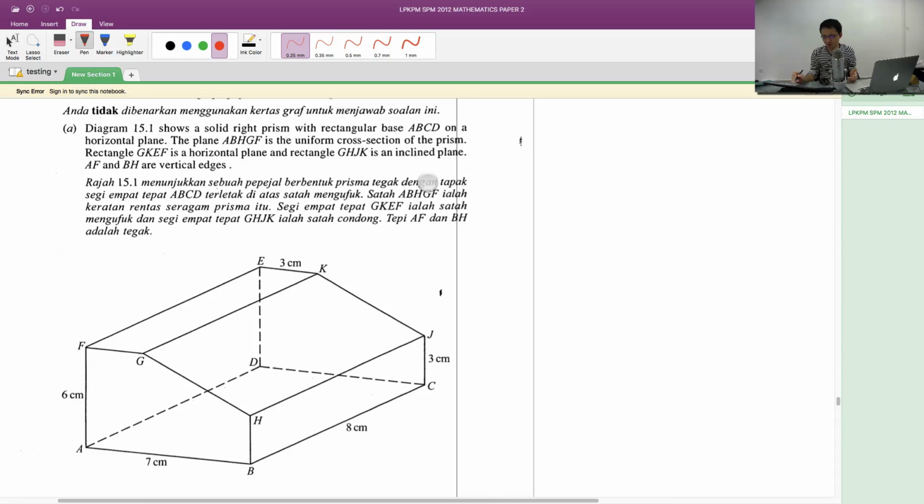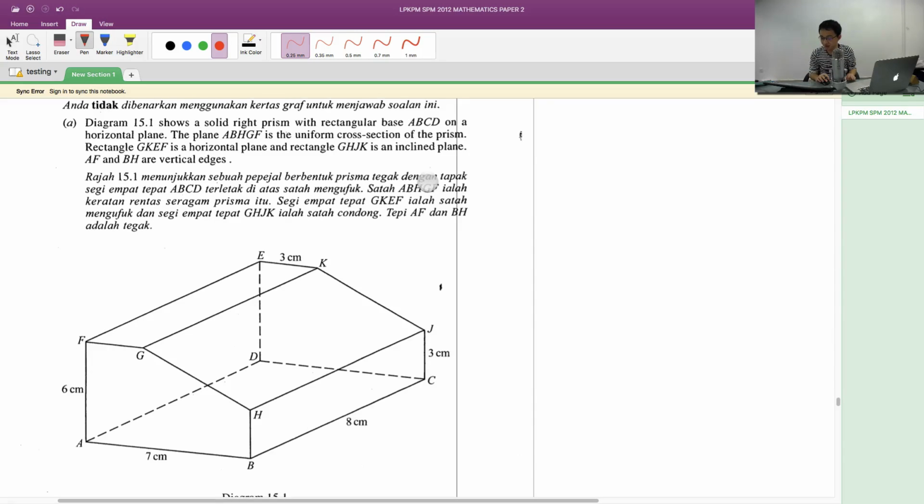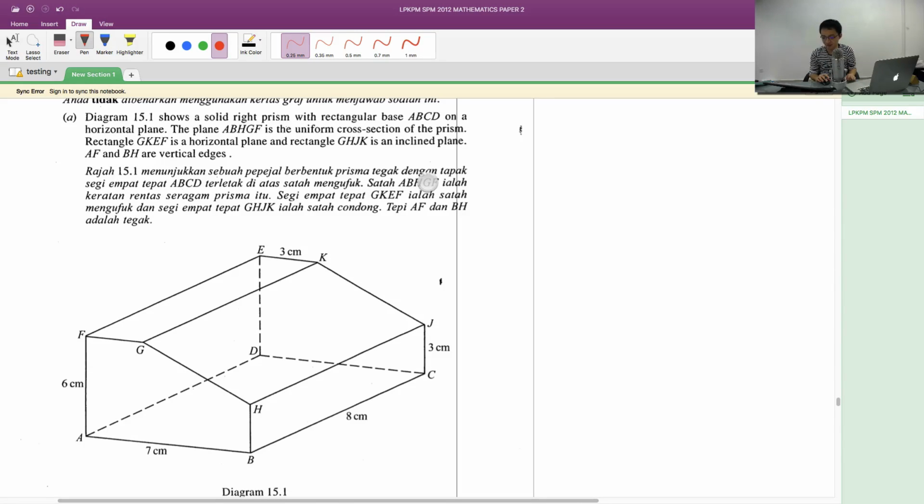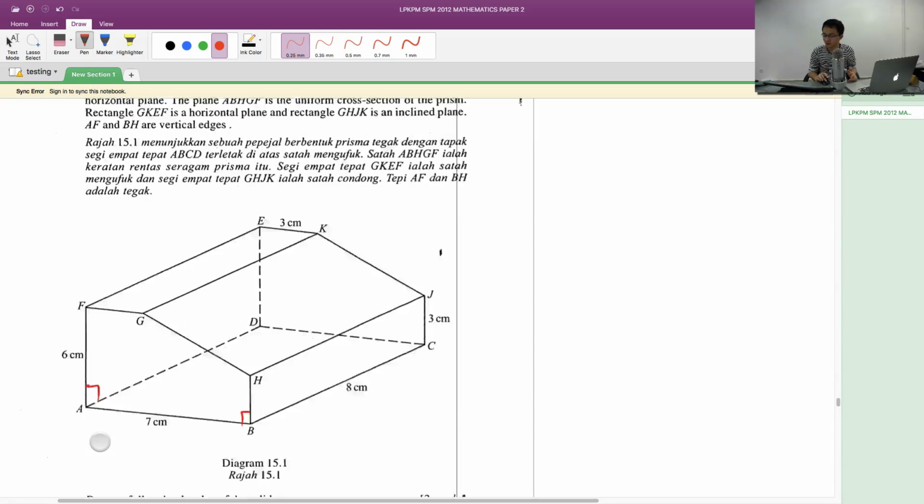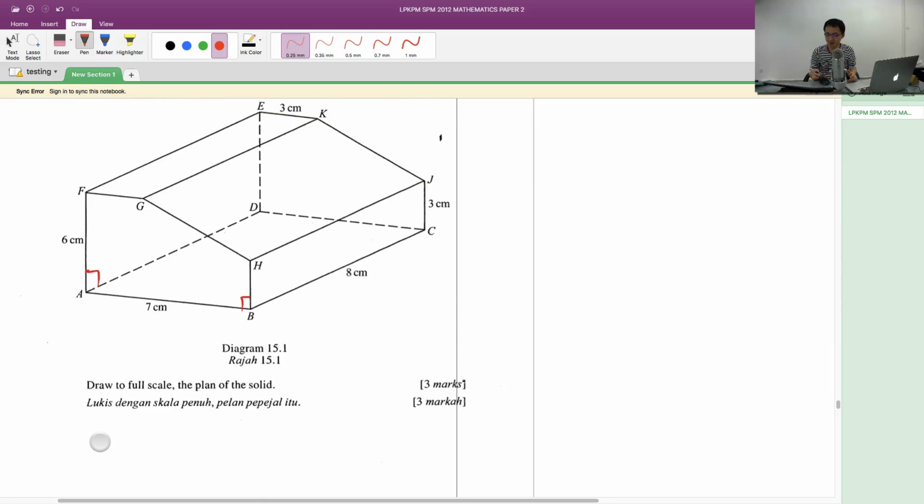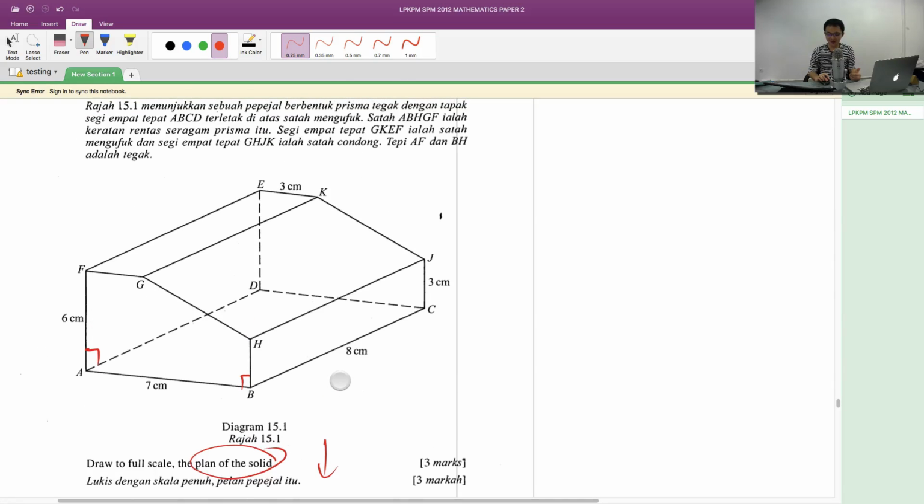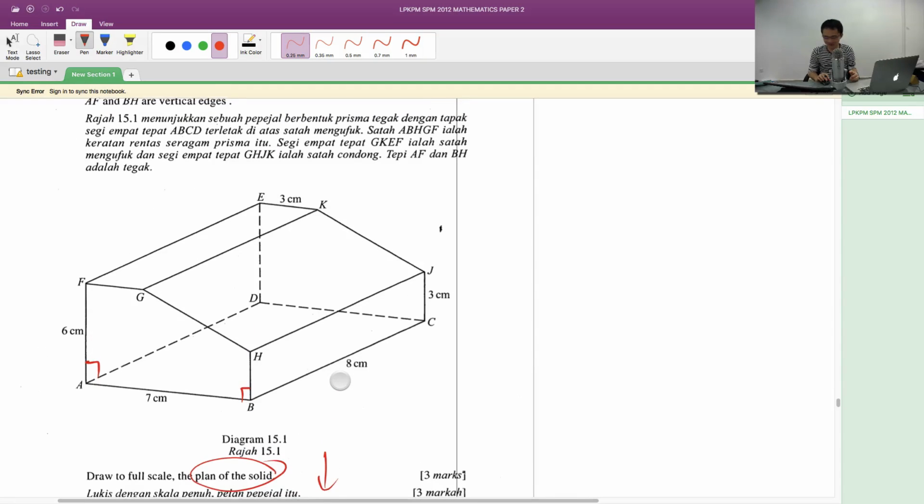And GFKF is a rectangle, it's horizontal, and so on. There's nothing very special here. AF and BH are vertical edges. That just means they stand vertically; he's just trying to tell you this is 90 degrees. Plan of solid means you look from the top. But I will still discuss question 15, no worry.